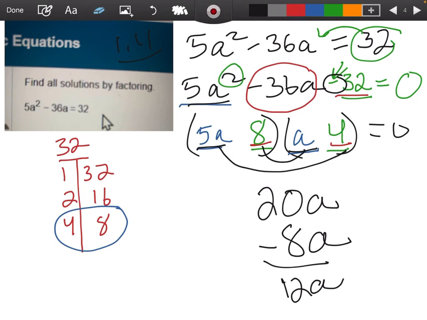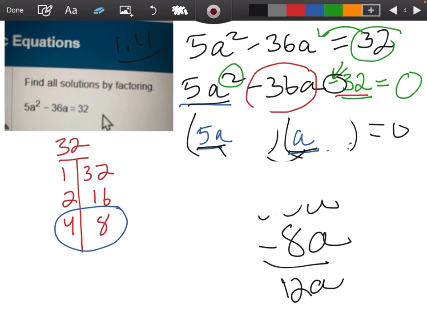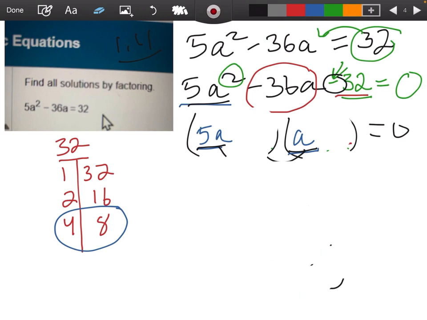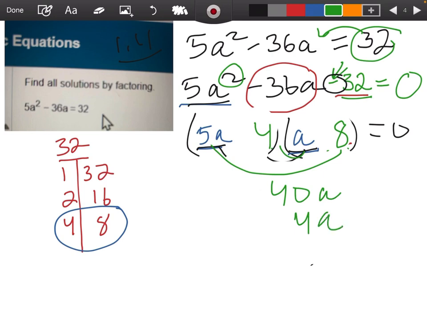So it doesn't mean that 8 and 4 don't work. It just means that 8 and 4, y'all, don't work right there. How about if we try putting the 8 over here and the 4 over here, and let's double check again. So 5 times 8 is going to give me 40 with an a. 4 times a will give me a 4a. Y'all, if I subtract those, that's going to give me a positive 36. Very close. I want to get a negative 36.